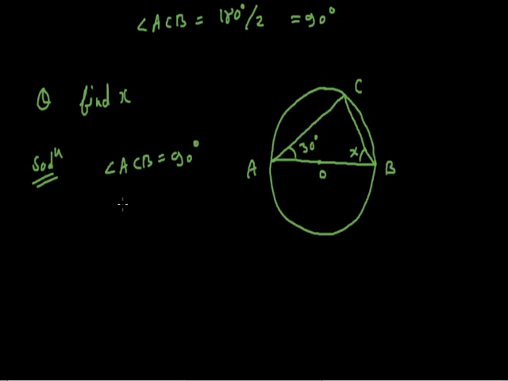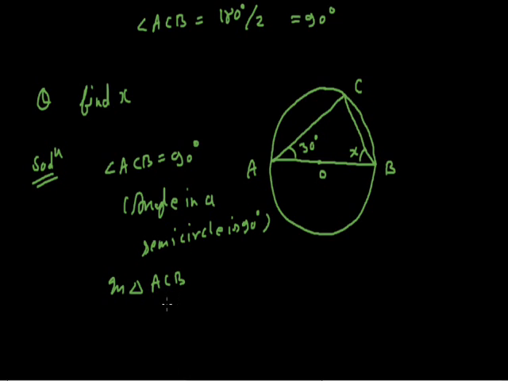The reason is that the angle in a semicircle is 90 degrees. So in triangle ACB we can apply the angle sum property, that is angle A, which is 30 degrees, plus angle C, which is 90 degrees, plus x should be equal to 180 degrees. So 90 plus 30 is 120 degrees, plus x is equal to 180 degrees.